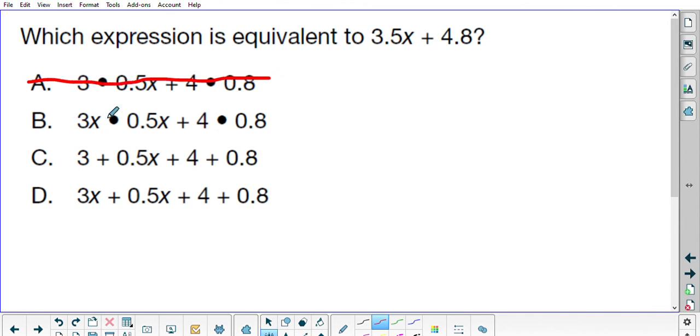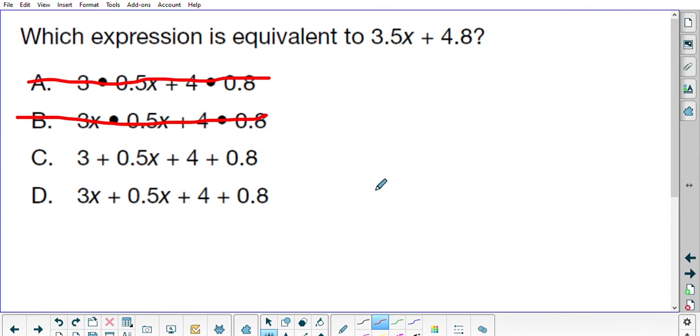Is it choice B? Again, we have the problem here. 3 times 0.5 is 1.5. It's not 3.5. And this one's even worse because x times x would not be x. It would be x to the second power because that's what x to the second power means, x times x. So that is totally not what the original expression was. And again, 4 times 0.8 would be 3.2, which is not the same as 4.8. So goodbye, choice B. You are completely wrong.